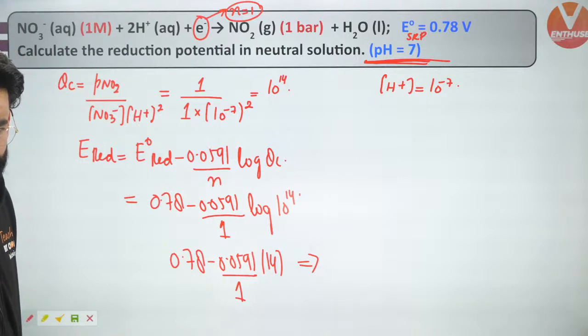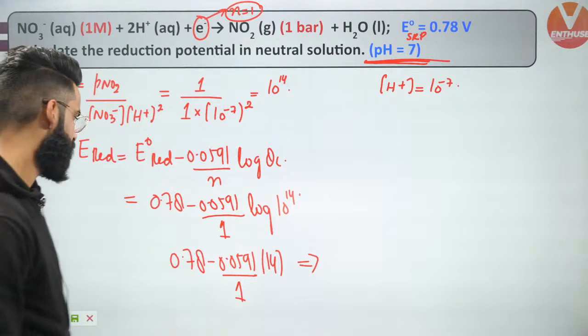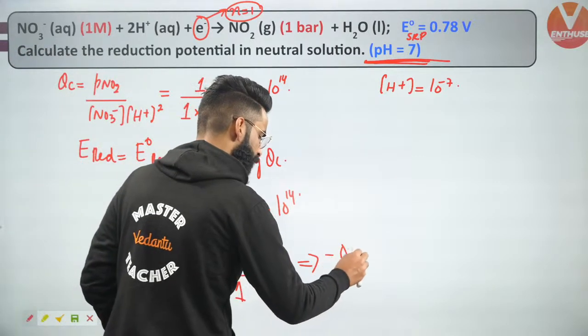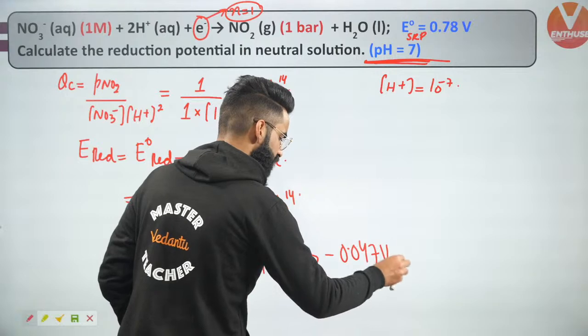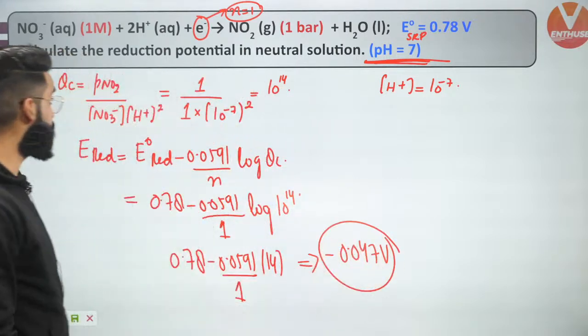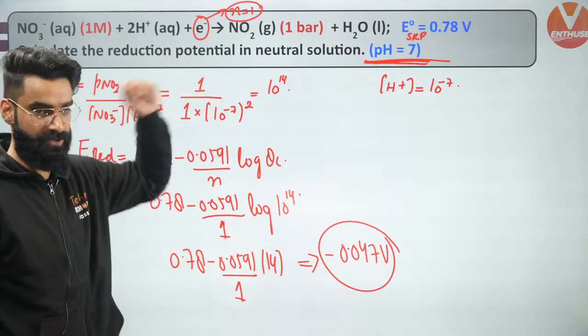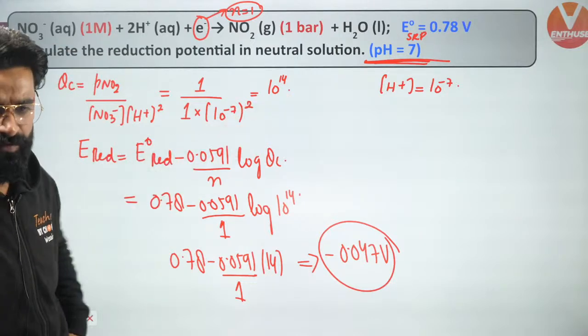Is it minus 0.047? Yeah. All right, it is minus 0.047 volts right here. So this is the reduction potential of the electrode whose cell reaction was given to us right here at the pH of 7, correct?